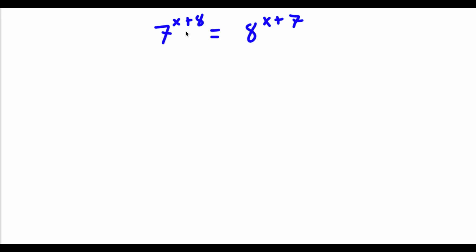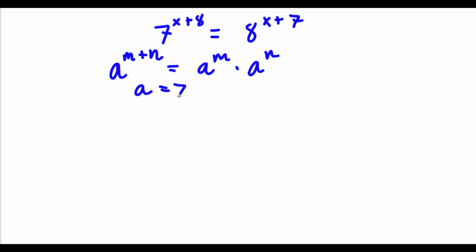Now the first thing I'm going to do is use an important exponential property that states that if I have something in the form a to the power of m plus n, this is equal to a to the power of m times a to the power of n. So I'm going to first use this property on 7 to the power of x plus 8. In this case, a is equal to 7, m is equal to x, and n is equal to 8.